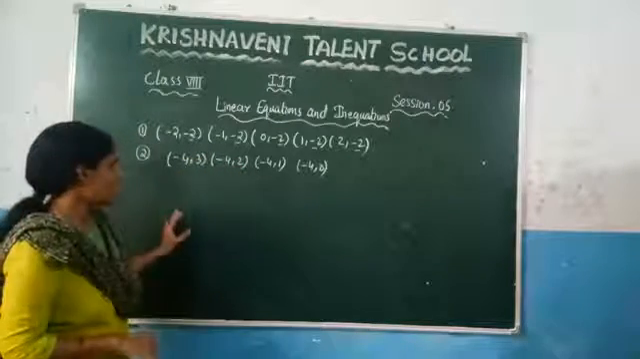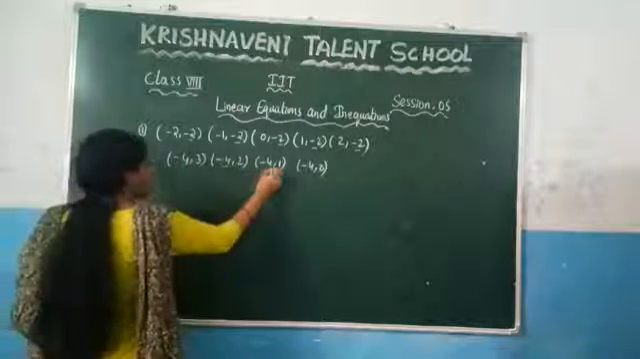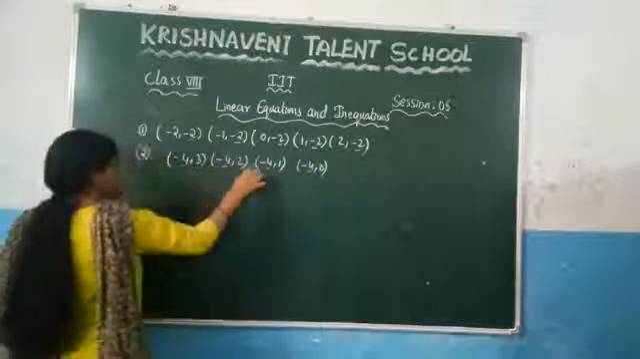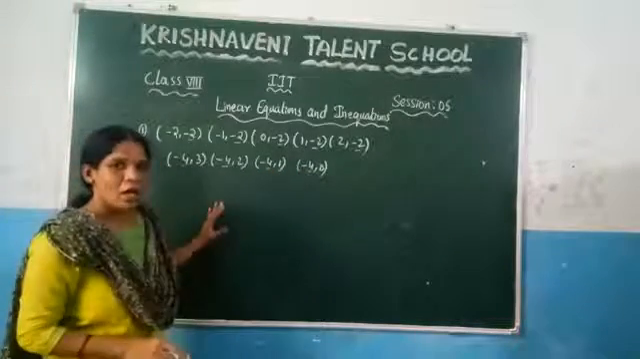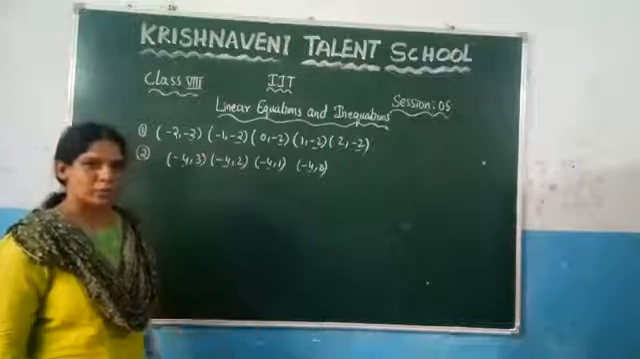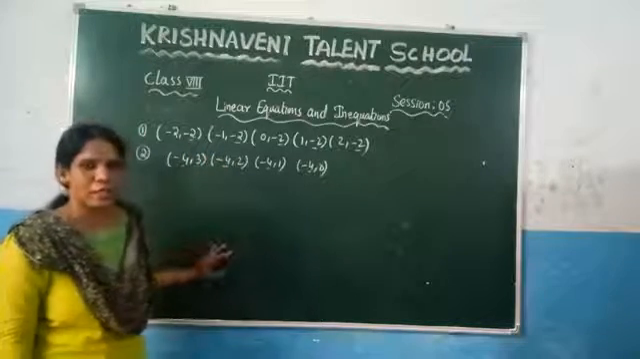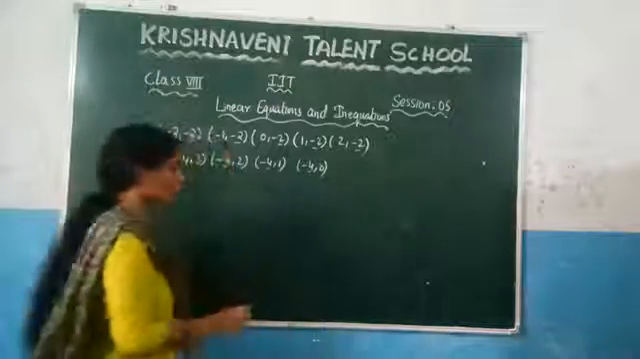Let us see. In the second set of points, you can observe that the x coordinates are the same: -4, -4, -4, -4. If the x coordinates are the same, how do we get the graph? And if the y coordinates are the same, how do we get the graph? By drawing the graph, we will get some conclusion. For that, how do we draw the graph? Just now we have learned.